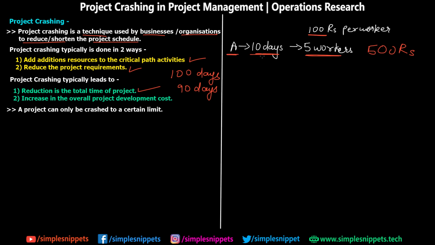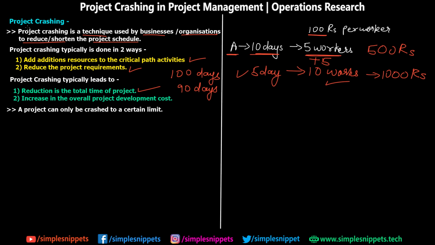But now somehow you are falling behind schedule. So what you want to do is you want to finish this activity in 5 days. So what you decide is let's double the number of workers. So in this case what you do is you take 10 workers. So you just add 5 workers to the current activity, and now you can complete that same activity in half the time, that is 5 days, because you doubled the number of workers. But then you can see you are paying 100 rupees per worker, right? So for 5 workers it is 500. So obviously for 10 workers it is going to be 1000 rupees. So this is where you can see that the overall project development cost also increases.